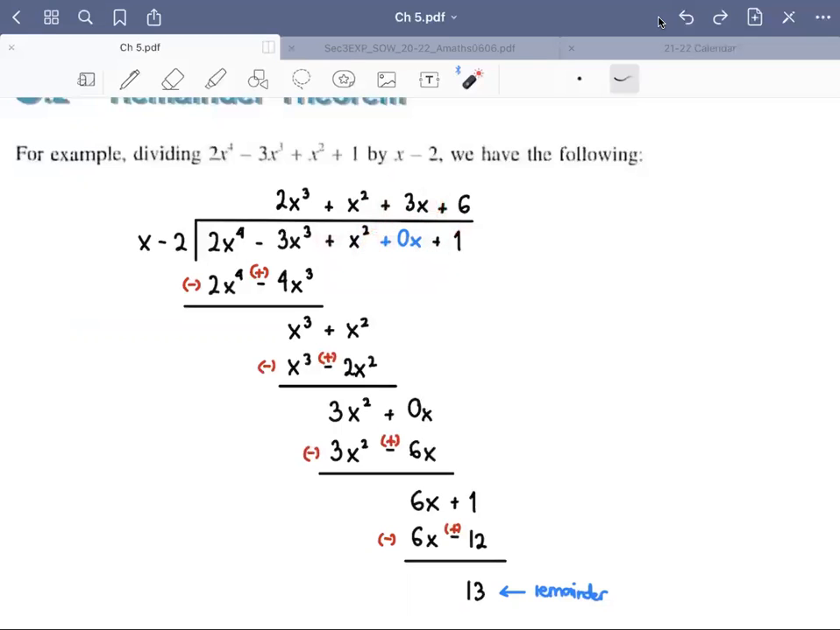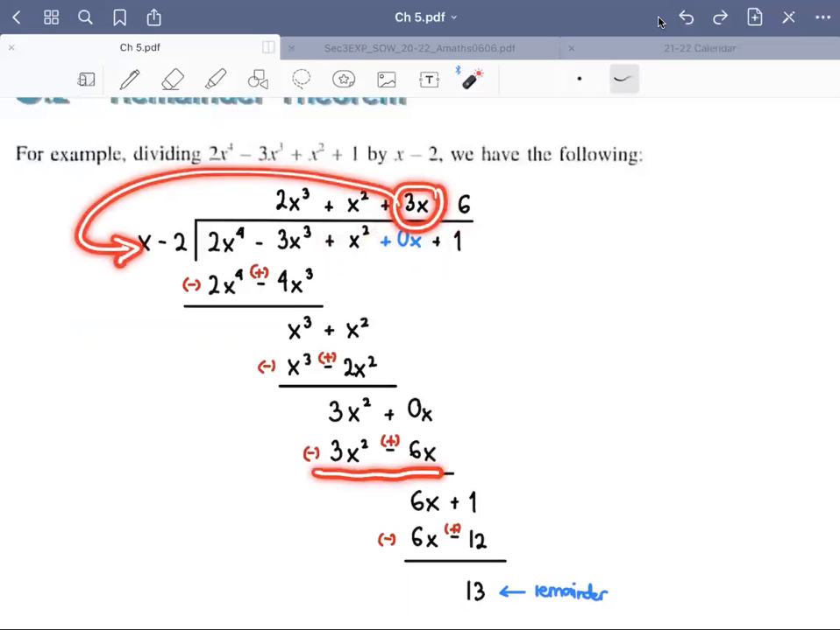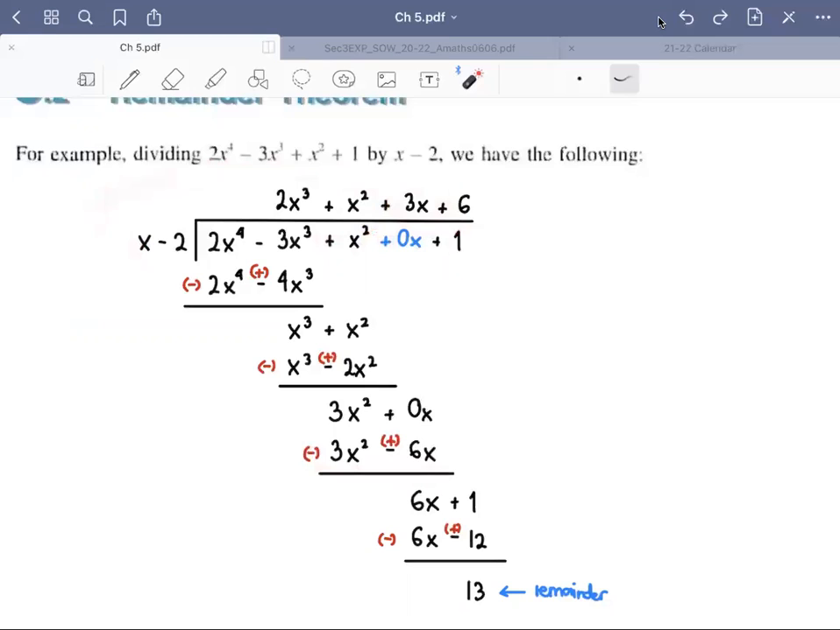All right, anyway, so once we have 3x, we repeat the process, right? And then we get this. So 3x squared minus 6x, and then we change the sign. Becomes negative, becomes plus a plus. So this is 0. So what is the sum of this? So this is equal to 6x, right? And then plus 1. We bring down that expression.